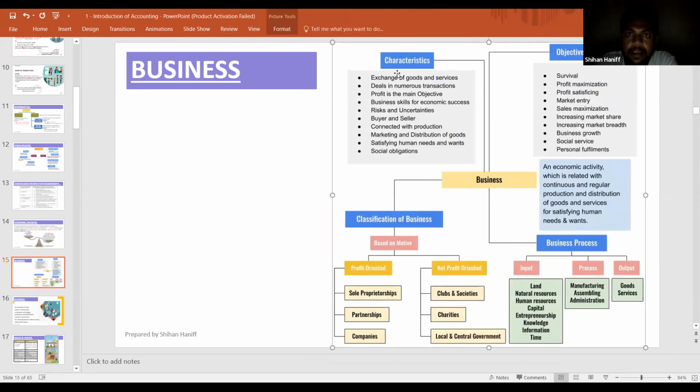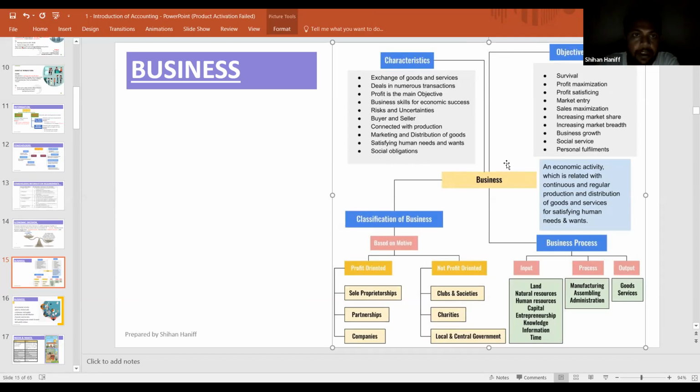Business has some characteristics. Exchange of goods and services, deals in numerous transactions, values, or monetary transactions. The main objective of a business is profit. They take risk and uncertainties. One of the key characteristics is that businesses take risk and uncertainties. There is a buyer and seller connected to production, marketing, distribution, satisfying human needs and more, and the social obligation. These are some of the characteristics of a business.